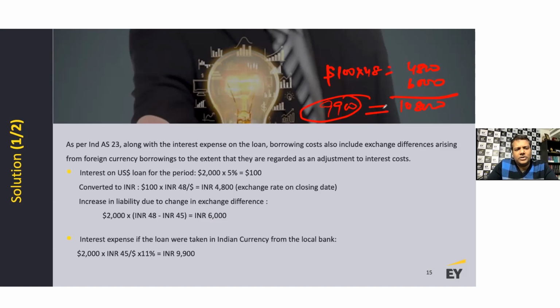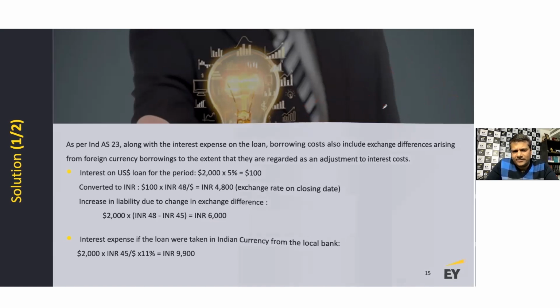I will be able to capitalize up to the difference between 9,900 minus 4,800. Okay, so let's look at that. So the difference between interest on a foreign currency borrowing and local currency borrowing, which is 9,900 minus 4,800, is 5,100.